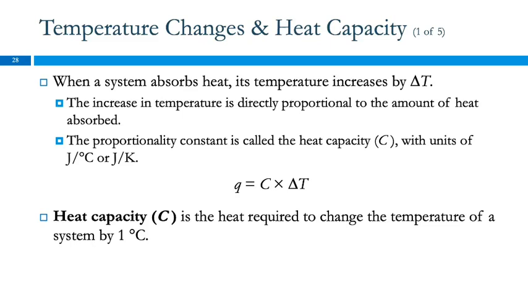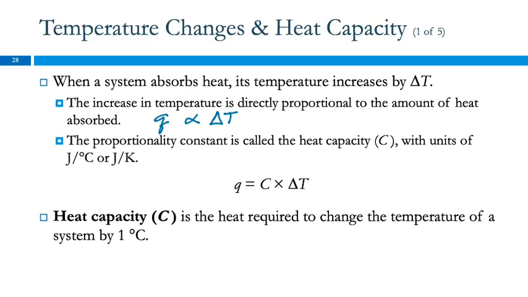So when a system absorbs heat, its temperature goes up. And we signify that change in temperature as delta T. Again, the delta means final minus initial. The increase in the temperature is directly proportional to how much heat was transferred. And so to make that into an equation, we use a proportionality constant. So up here we're saying that the change in temperature is proportional to the amount of heat.